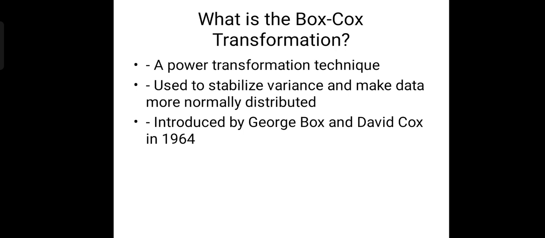The transformation is parametric, meaning it uses a parameter lambda to adjust how the data is transformed. A power transformation technique is used to stabilize variance and make data more normally distributed. It was introduced by George Box and David Cox in 1964.